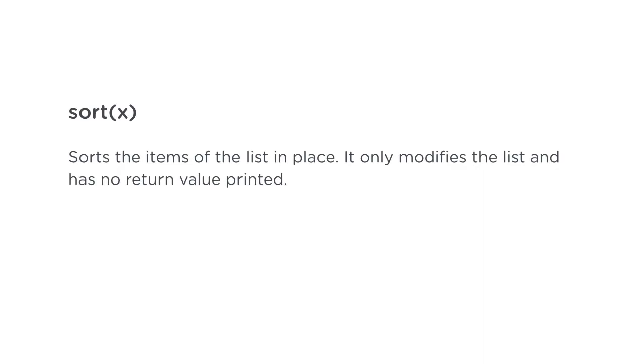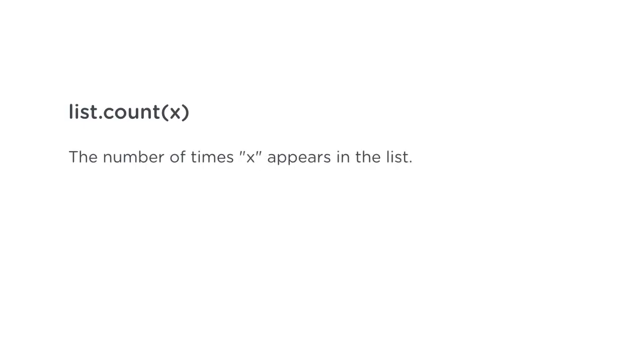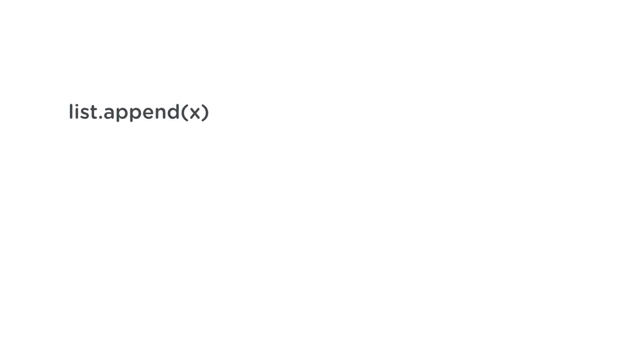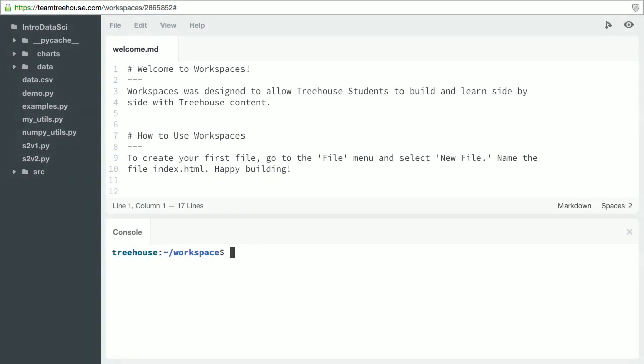Since the data is stored in a list, let's quickly look at a few more useful built-in functions for lists. Sort. This helps you sort items of the list in place. It only modifies the list and has no return value printed. Reverse. This reverses the elements of the list in place. List.count x, the number of times that x appears in the list. Append is very useful. List.append x is how you write it, and this adds an item to the end of the list.